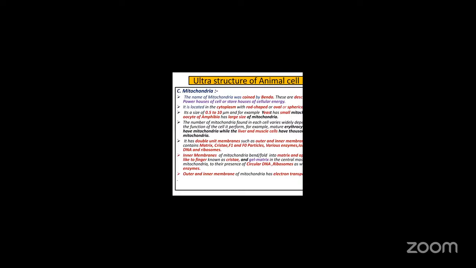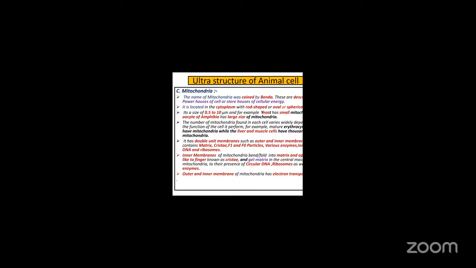Okay. Now coming to the inner membrane. The inner membrane of the mitochondria bends or folds into the matrix and appears like fingers known as cristae. Just now I told you, the inner membrane of this mitochondria bends into the matrix, and they appear in the form of finger-like projections. Those finger-like projections you call cristae. And in the center, you have the gel matrix, which forms the central mass of the mitochondria, consisting of circular DNA, ribosomes, as well as the various enzymes.